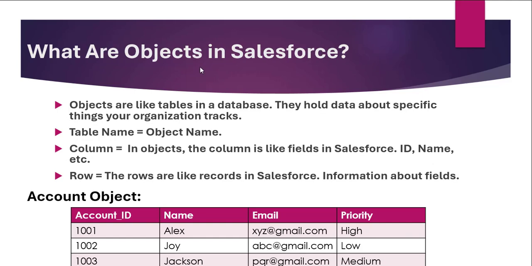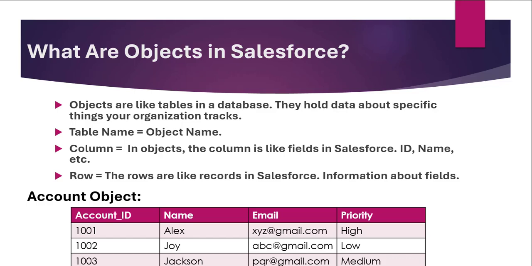So now let's understand what is the object in Salesforce. We have seen table is used to store information about the fields. Objects are like tables in database. They also hold the data about specific things of our organization. Whatever the table name in the spreadsheet, in Salesforce that we call object. The column is nothing but fields in Salesforce, where we can create different fields. Now in the row we store information about the table. In Salesforce the row is like a record which displays information about fields.